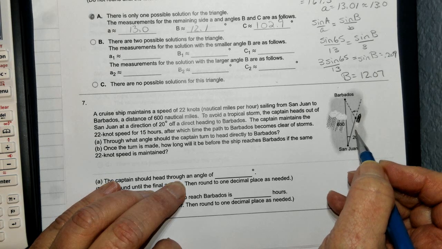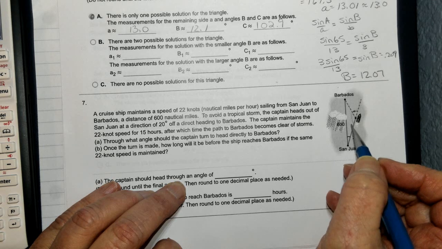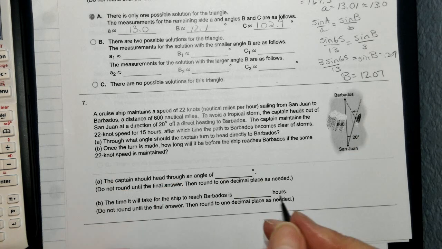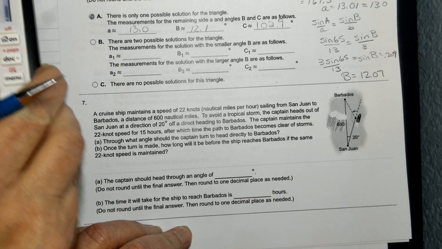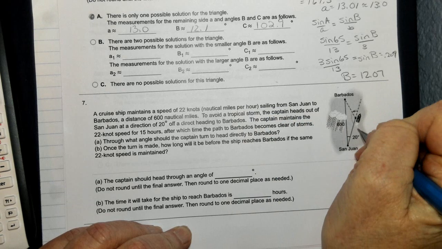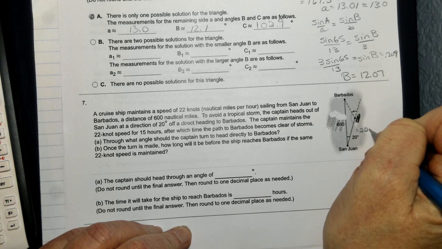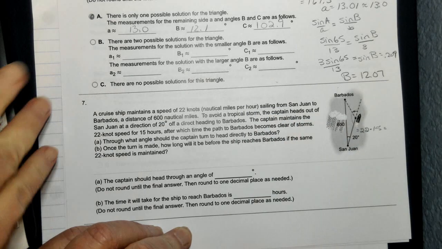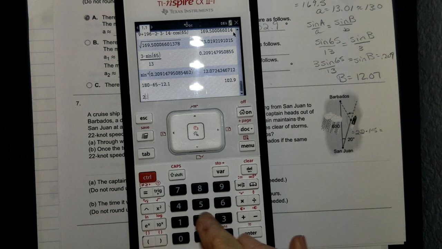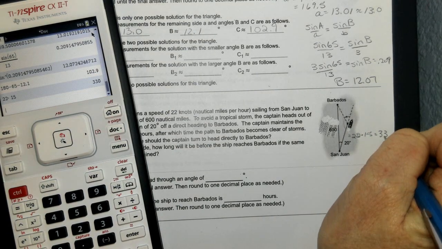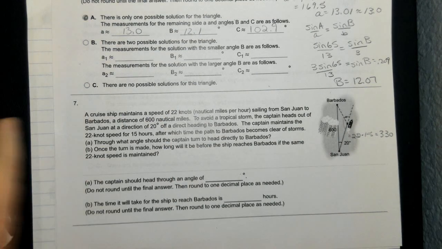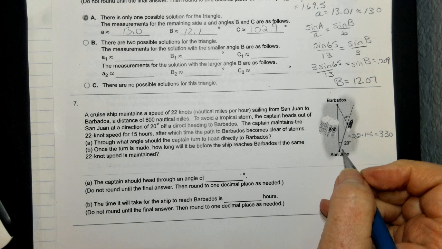And let's see what else we need to know. So he's been going for 15 hours. So the first thing we want to know is how far along has he gone? So this is the same thing as 22 times 15, or 22 knots times 15. He's gone 330 nautical miles. So we have two sides and an angle.